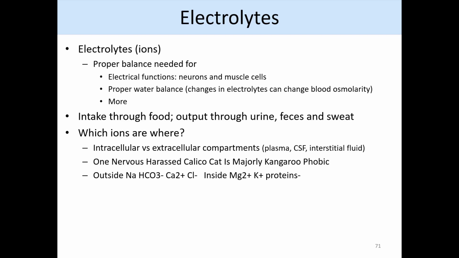The intracellular compartment is what it sounds like. It's talking about the fluid inside of cells. The extracellular compartment is also what it sounds like. It's talking about the fluid outside of cells. We have several different places where we have extracellular compartments that are significant, such as blood plasma, cerebrospinal fluid, and interstitial fluid. So which electrolytes, which ions are located where?